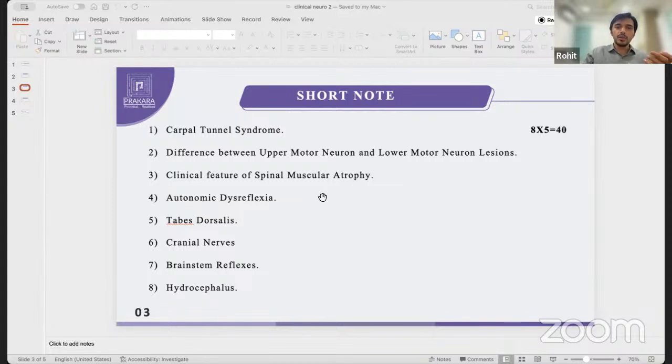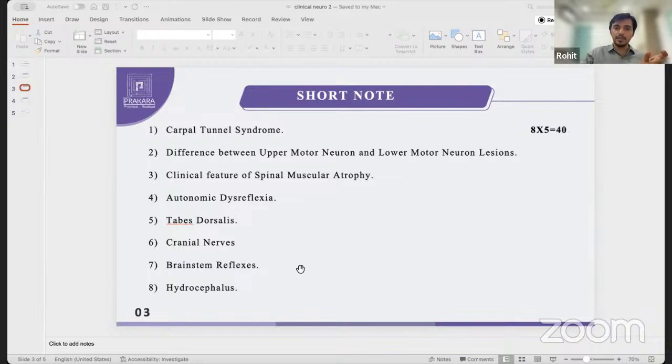So the structures involved are these. And how is the weakness? Weakness in upper motor neuron lesions can be quadriplegia, hemiplegia, diplegia, or paraplegia. But in lower motor neuron lesions, the pattern of weakness is usually proximal in myopathies and distal in neuropathy.